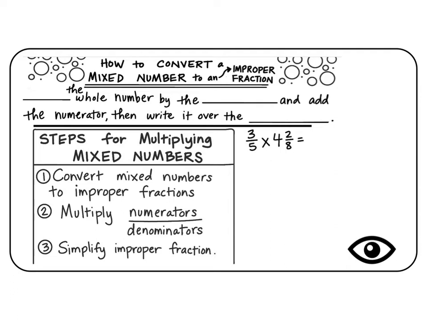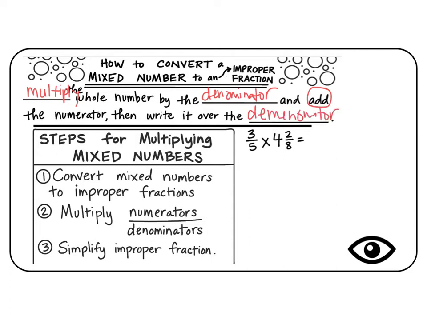As you can see in our first step, it says that we are going to convert our mixed number into an improper fraction. In order to do that, we multiply the whole number by the denominator, that's the bottom number. And then we add the numerator, and then we write that whole number over the same denominator.